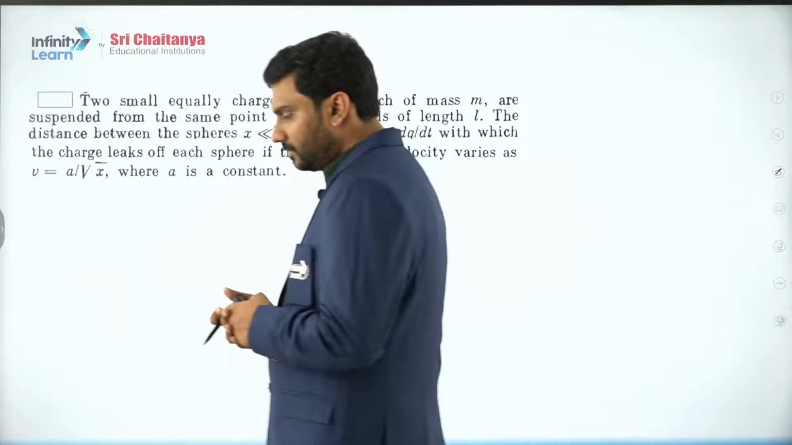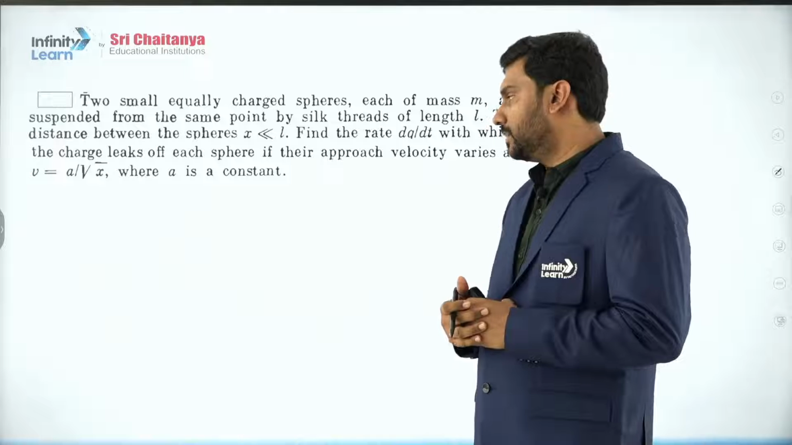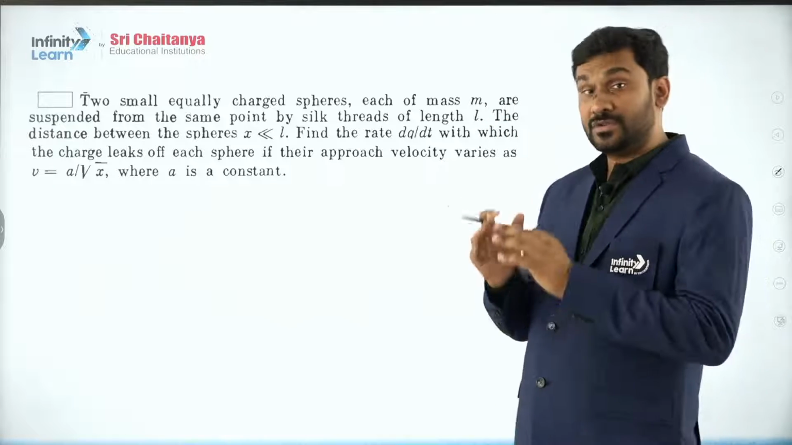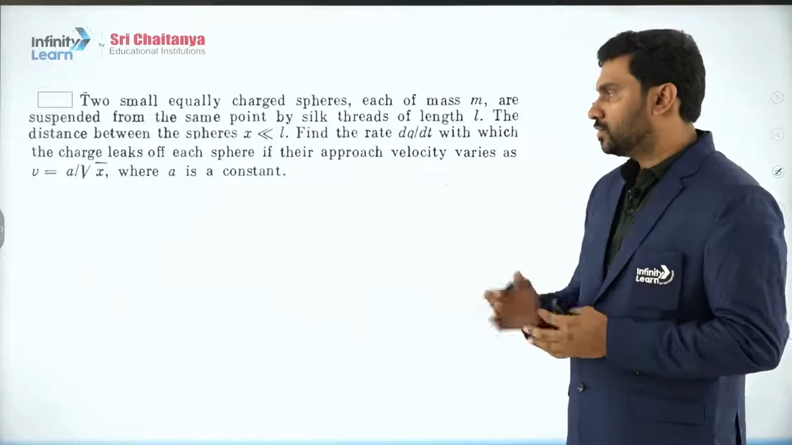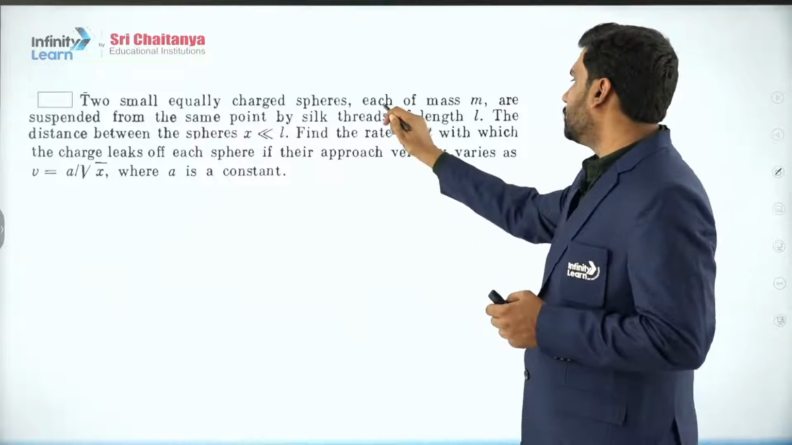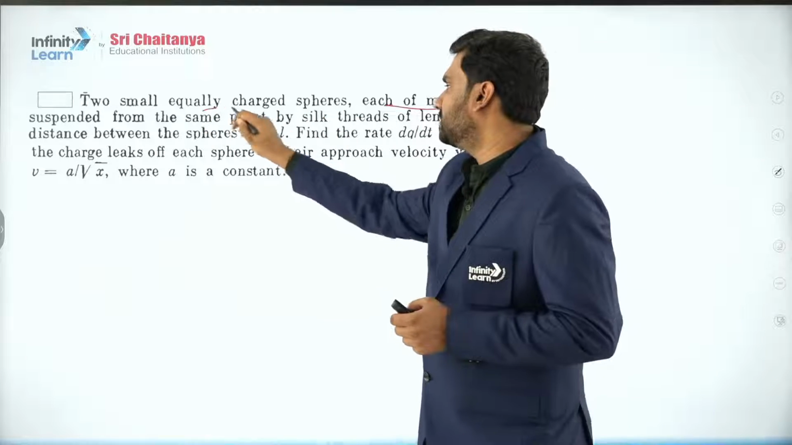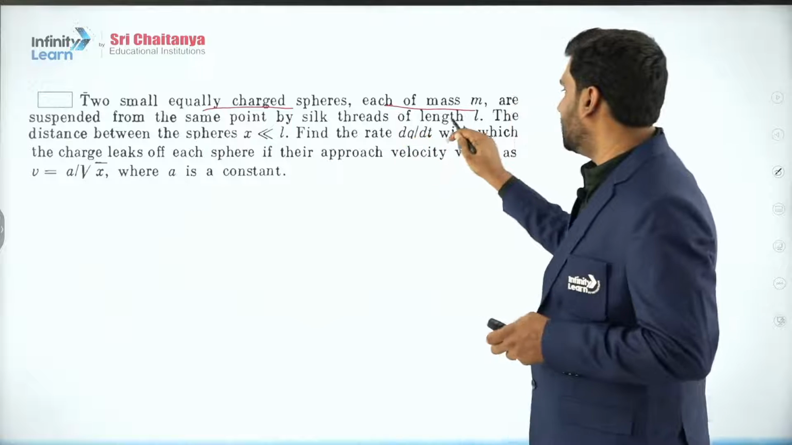Fine. Now this is a very interesting, intriguing Irodov question that I am picking out here. It is based on the same concept, a little bit twisted, not much difference is there. So you know what they are saying, that there are two small equally charged spheres, each of mass m, the charges are same, suspended from the same point by silk threads of length L.